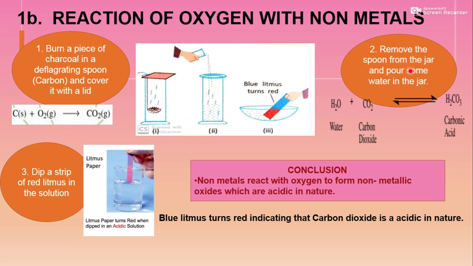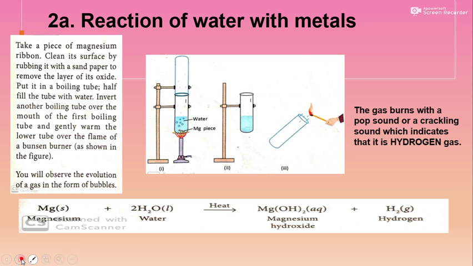Let's start the chemical properties of metals and non-metals. In this chapter, we will discuss four different chemical properties of metals and non-metals. The first one is reaction with oxygen. Second is reaction with water. Third is reaction with acids. And fourth is reaction with alkalis.